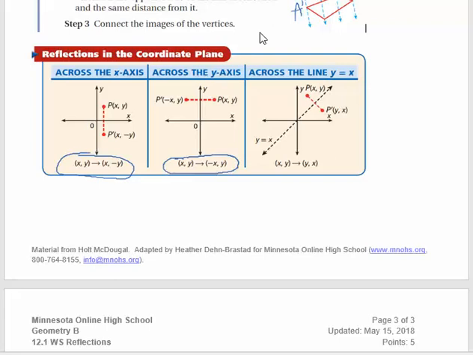To reflect across the line y equals x, which is the diagonal line cutting this coordinate system in half this way, you flip the x and y coordinate around. Don't change either of their signs. The x coordinate becomes the y coordinate, and the y coordinate becomes the x coordinate.